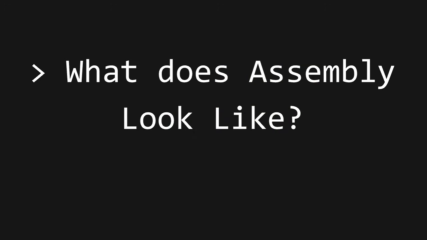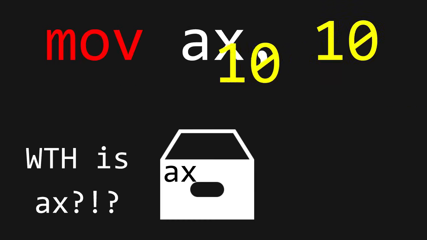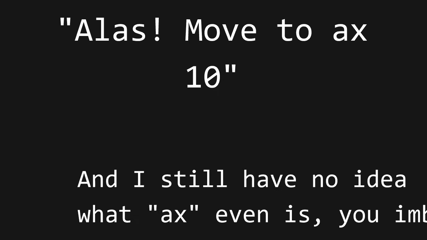What does it look like? Like this. This is an instruction. The first part is the instruction itself, usually 2 to 5 letters long, followed by parameters separated by commas. What does this thing do? Well, it moves the number 10 into AX. You can read it as "move to AX 10", you sound a bit like Yoda, but it's doable.